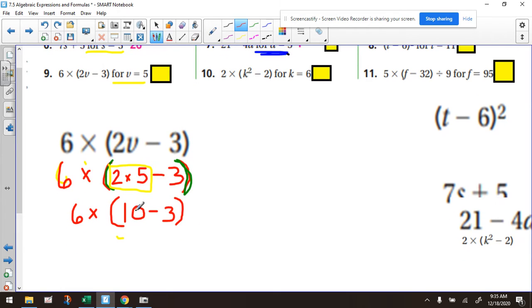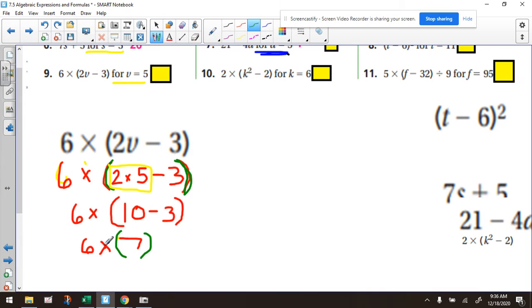All right, so next, since we're still working on the parentheses, we have to subtract this and get the 7. And we can drop the parentheses now because we've done the operation inside. Now, would it be wrong if you included the parentheses still? There's nothing wrong with that.